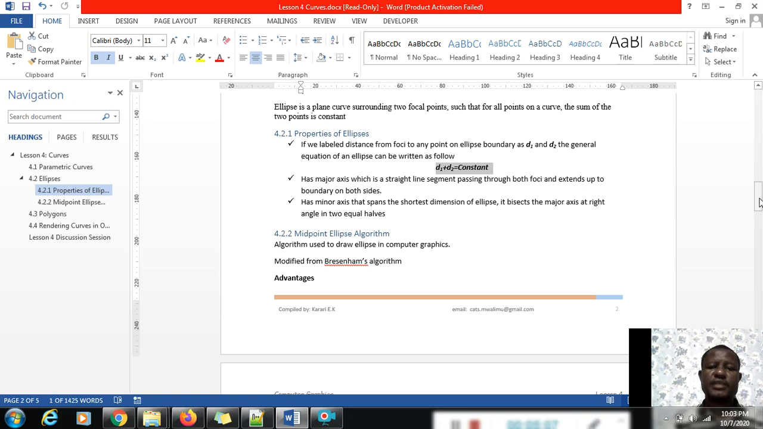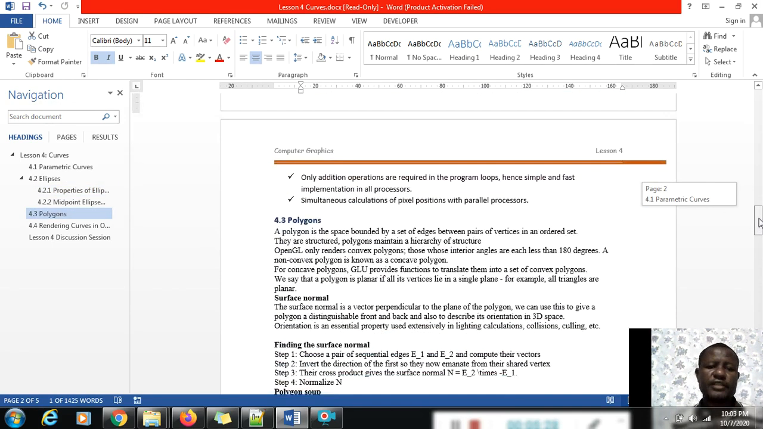It has a minor axis that spans the shortest dimension of the ellipse and bisects the major axis at right angles into two equal halves. Sometimes you can obtain the midpoint using the modified Bresenham's algorithm, the midpoint ellipse algorithm, which is based on Bresenham's algorithm. The advantages of using it are that it simplifies the process, and of course faster implementation in processors. The simultaneous calculation of pixel positions with parallel processors is also an additional advantage.